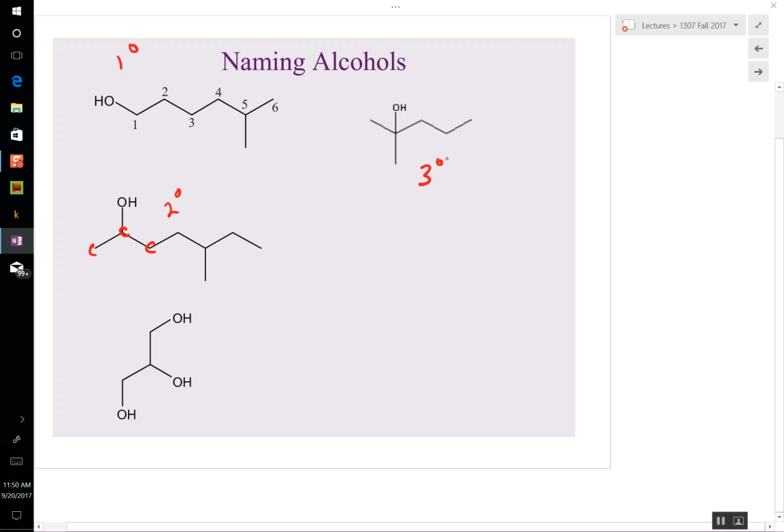Okay. And this one, we can ignore this one because they're different. This is a primary alcohol here. This is a secondary alcohol here. And there's another primary alcohol there. So this is just a little bit complicated.